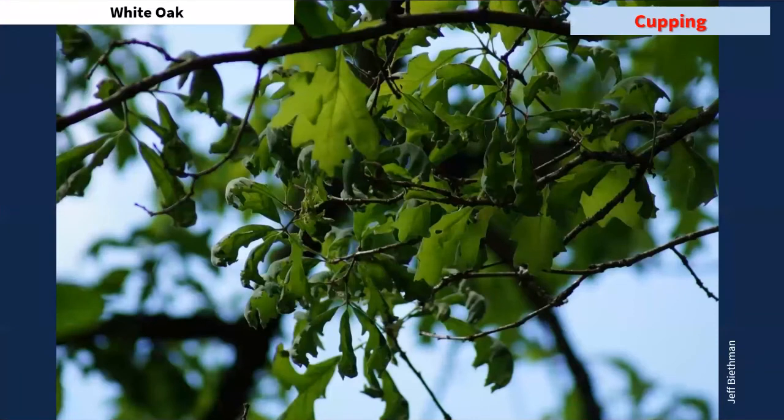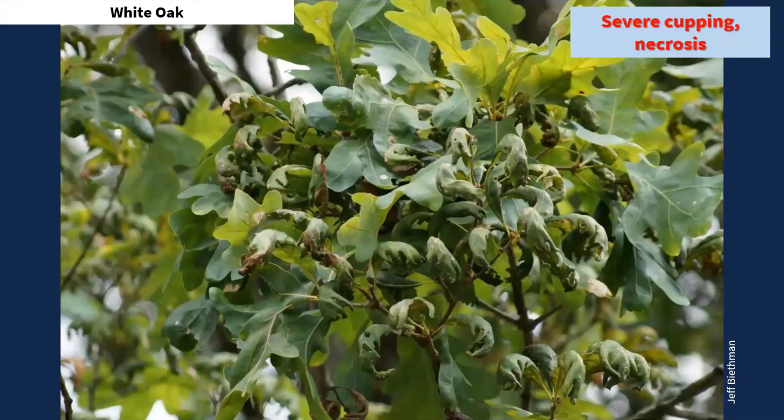Some more cupping, rolling, this time in white oak. I'm focusing on the oaks first here. You can see the ends of the branches are really cupped tightly or starting to roll in. And if this gets severe enough, you'll get necrosis or tissue death on them as well, like you see here.